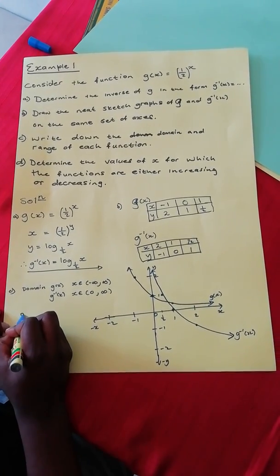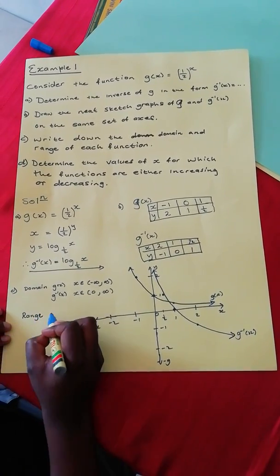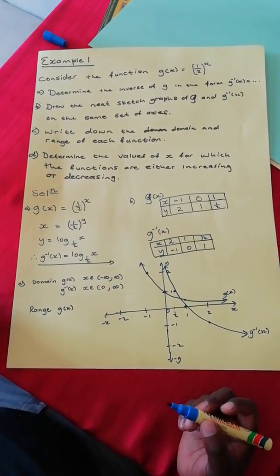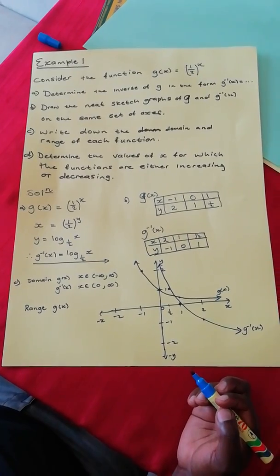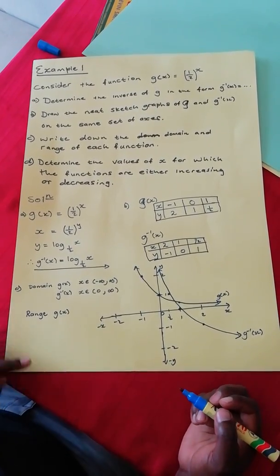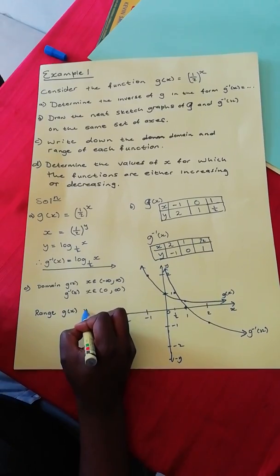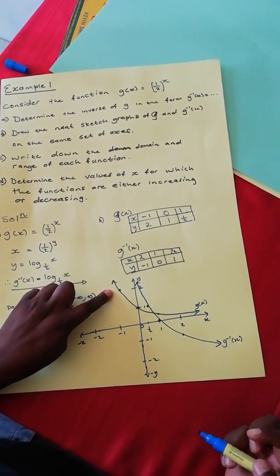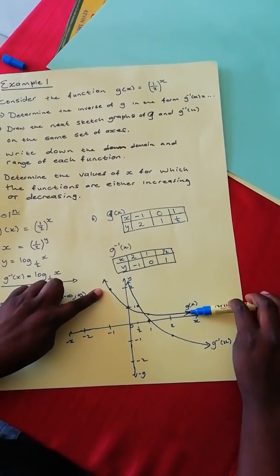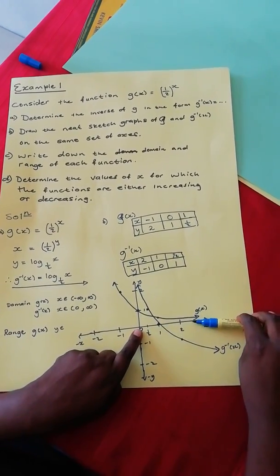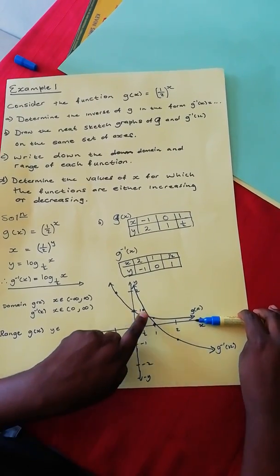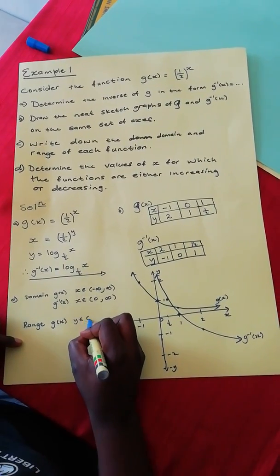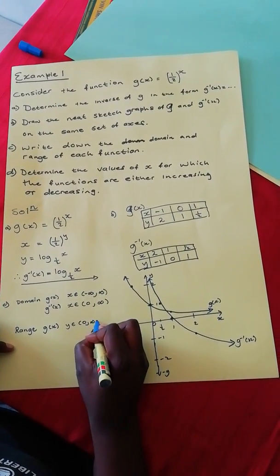And number 2, let us go and check the range of g of x. So if we are talking about the range, we check where our graph starts on y and where it ends on y. So we say y is an element, and we look at g of x, where it starts on y and where it ends. On y you see that it starts from approaching 0, it's where y equals 0, going to positive infinity. So it's when y is an element from 0 to positive infinity.